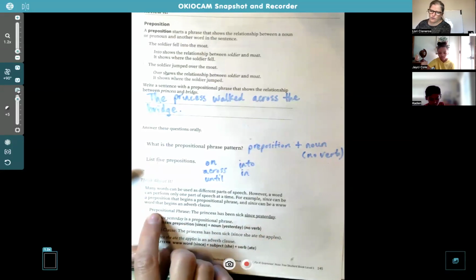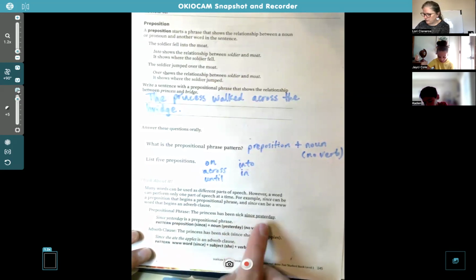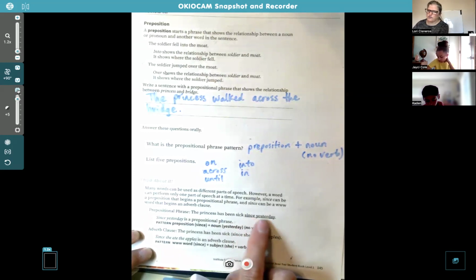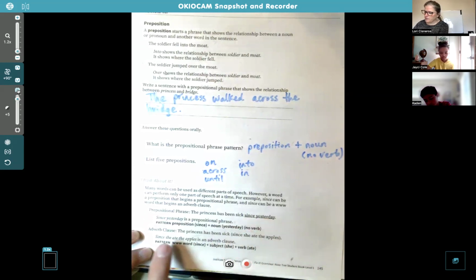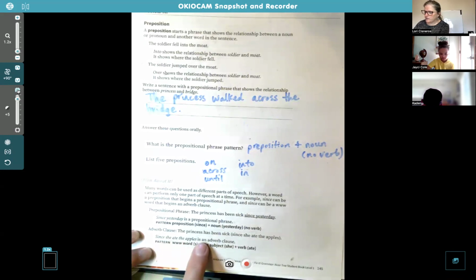So look down here at these examples. It says the prepositional phrase, The princess has been sick since yesterday. So that word since is a preposition and yesterday is a noun. So this is a prepositional phrase, since yesterday. There's no verb in there. But look down here at the adverb clause. It says the princess has been sick since she ate the apples. Now we have a verb here, that verb ate. So that changes it. It's not going to be a prepositional phrase anymore. Now it is a clause. It's an adverb clause. Since she ate the apples. So since she ate the apples is an adverb clause.